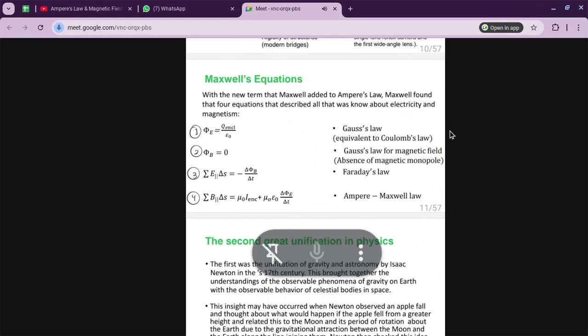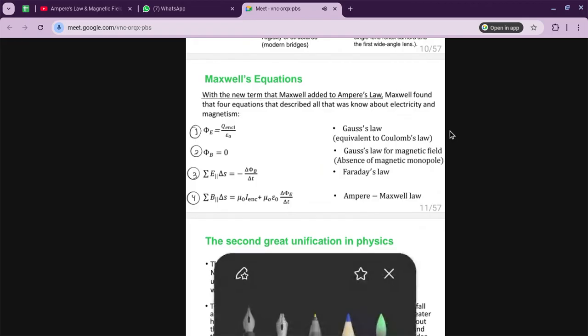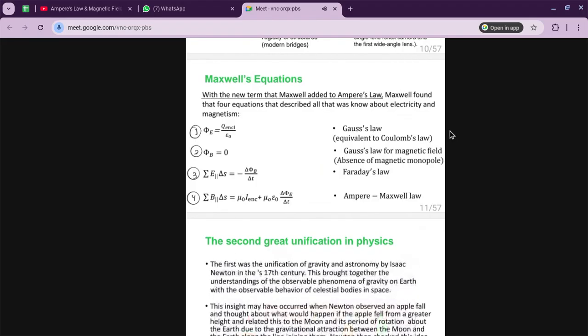If we talk about the first three equations, these are the three basic equations, and we studied it as well. That with the new term that Maxwell added to Ampere's law, I'll explain you how Maxwell added a new term in the Ampere's law. But before that, let's talk about the three equations of Maxwell.